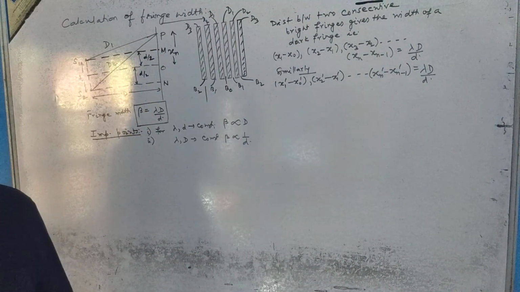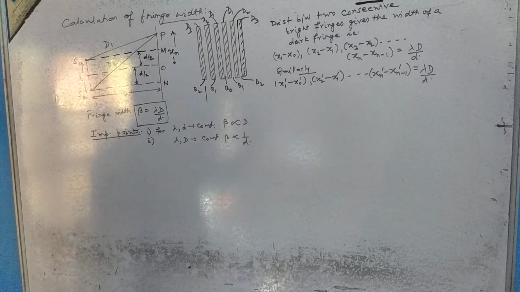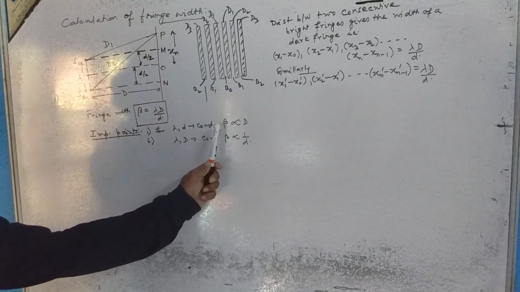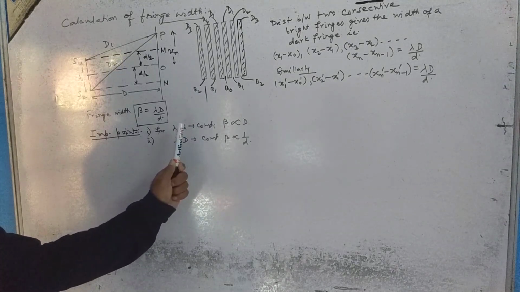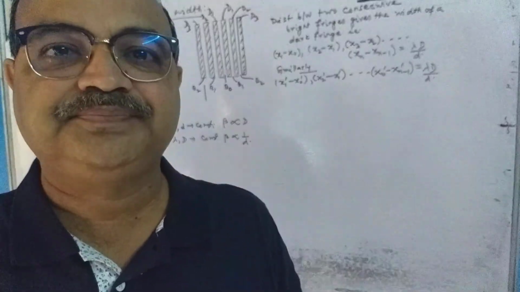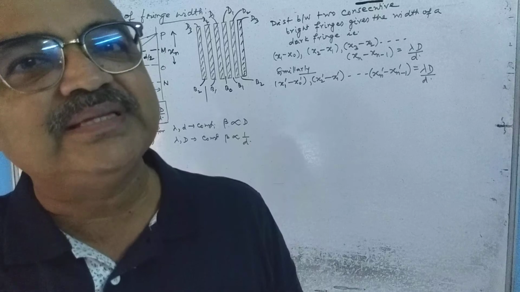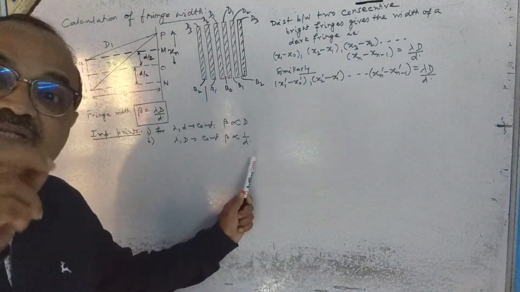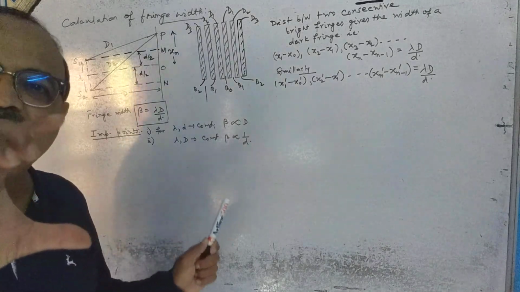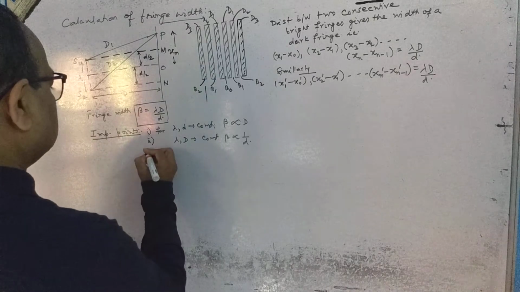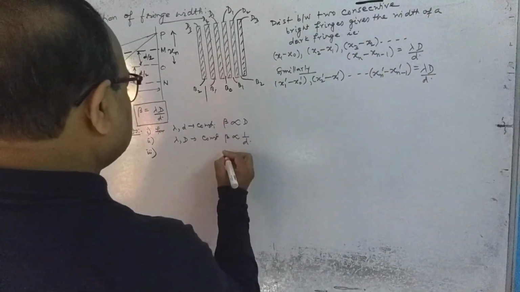Be careful on these, generally short questions may be asked. Suppose lambda and small d are constant, then beta will be directly proportional to capital D. The value of beta will go on increasing if capital D goes on increasing. Whereas if lambda and capital D are constant, then beta will be inversely proportional to small d. If small d increases, beta will decrease, fringe width will decrease. Alright? Then, number 3. Suppose there is a screen.